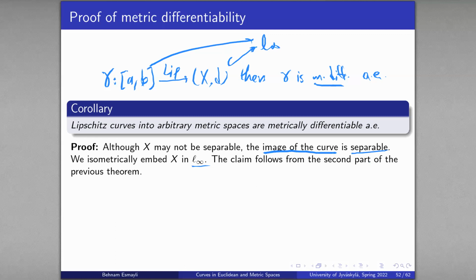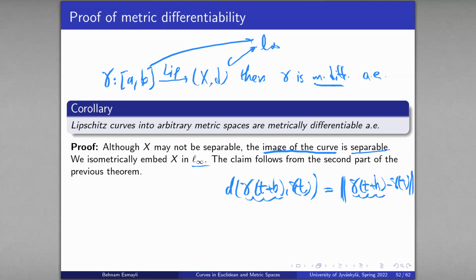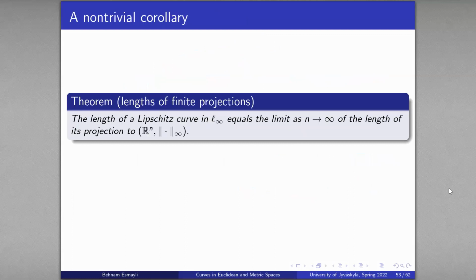Then the second part of the previous claim, as I wrote down, is exactly saying that this curve is metrically differentiable. And the distance from gamma of t plus h to gamma of t is just the norm of gamma of t plus h minus gamma of t, where I'm identifying this isometric image of this with itself in L infinity.